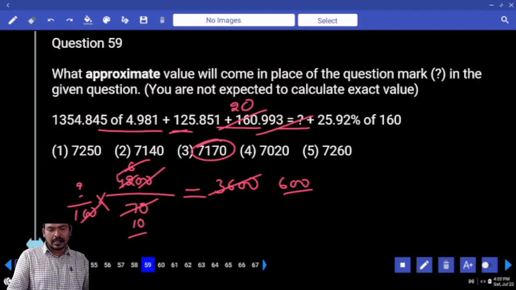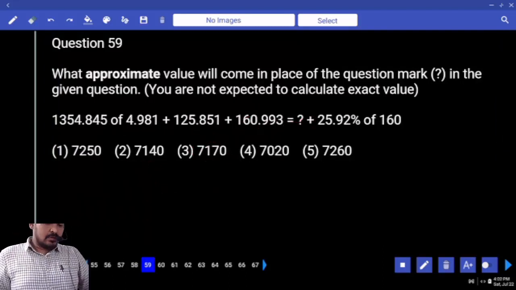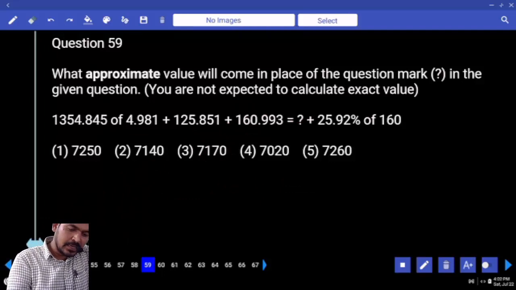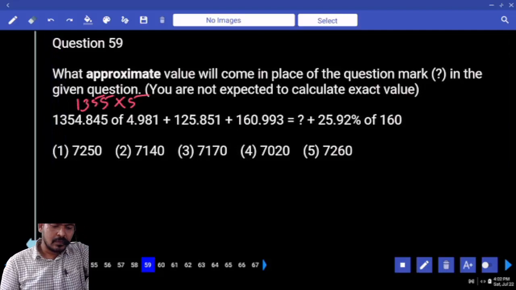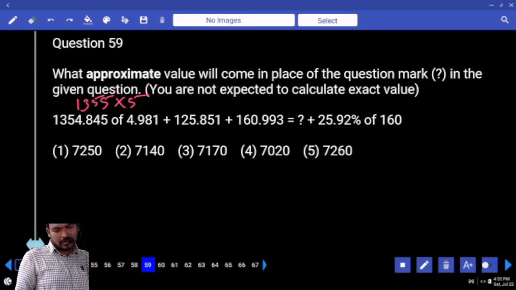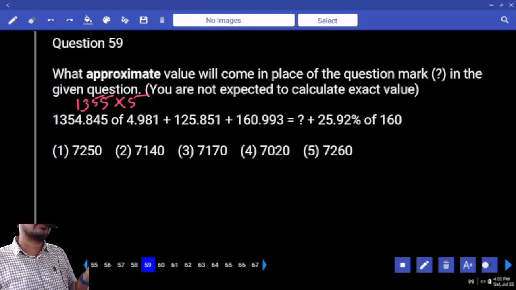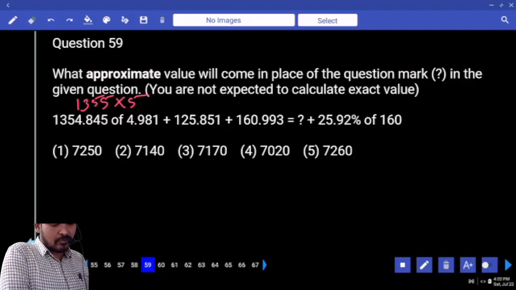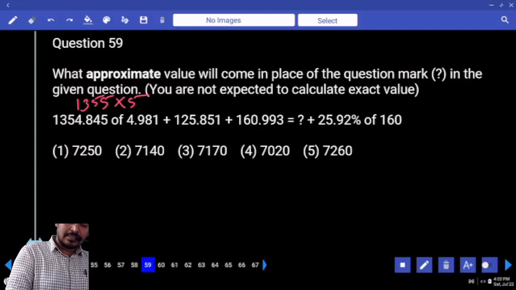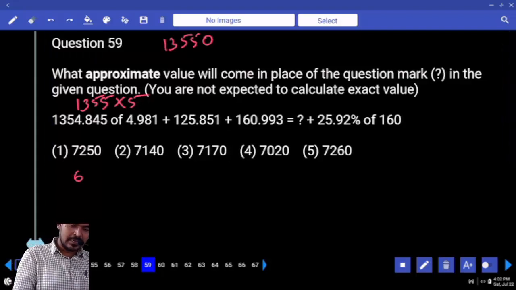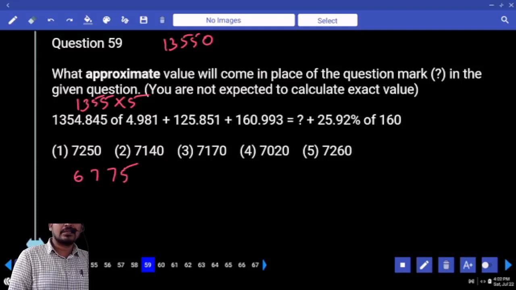Next 59. What is the first term? 1355 into which one? 5. 1355 into 5 means it is half of the 10 times value. What is the 10 times value? 13550. Half means 6775. 6775 plus how much value?